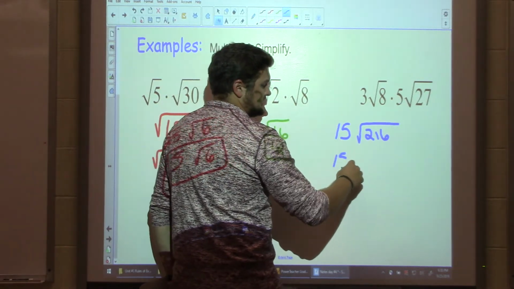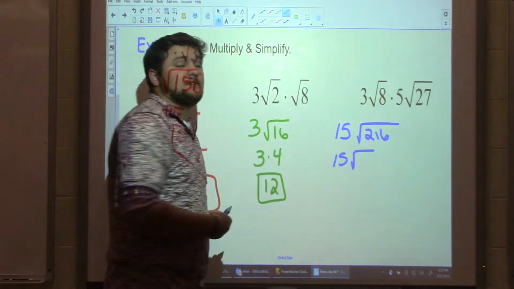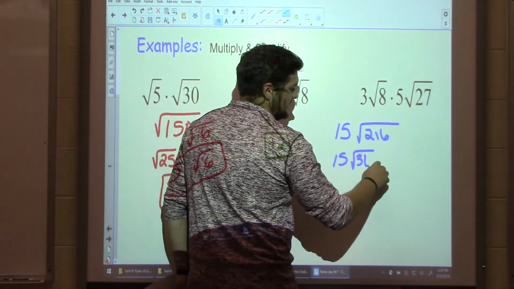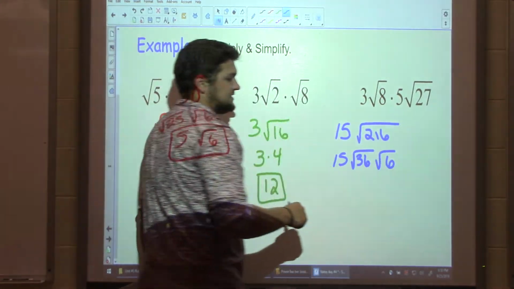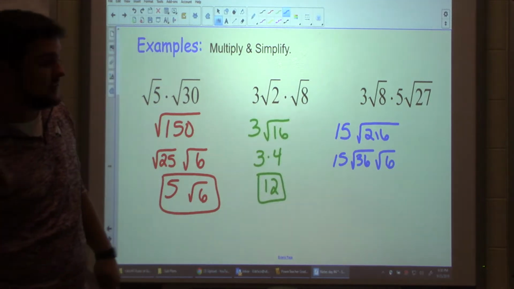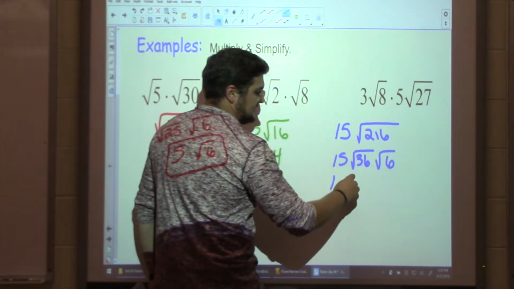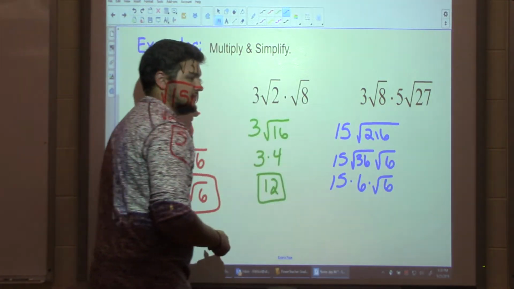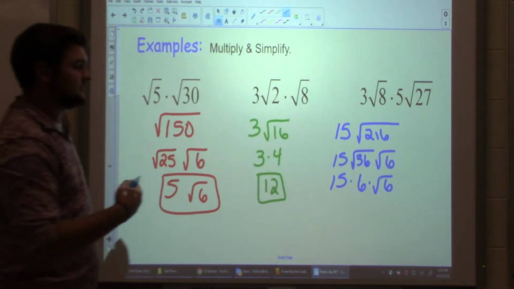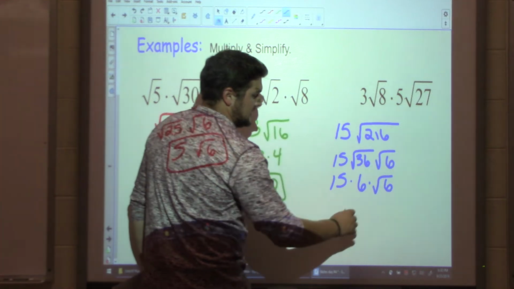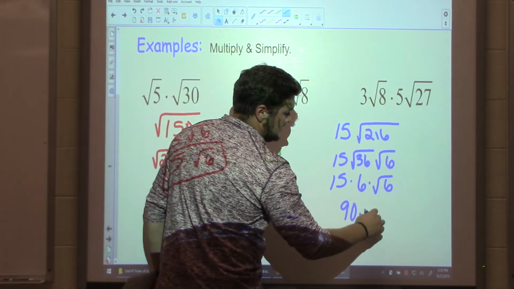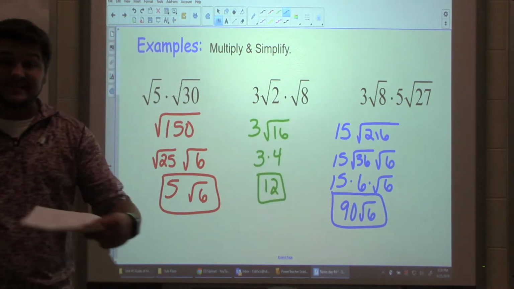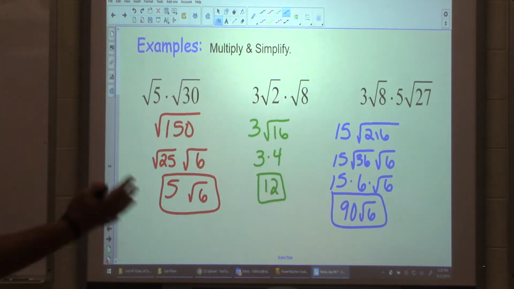So I get 15 times, and I want the biggest perfect square that comes out of 216, which in this case is 36. 36 times 6 will get me to 216, and I can simplify from there. 15 times 6 times the square root of 6, right? The square root of 36 is 6. So then we should get 90 square roots of 6. And that's my final answer. Get it as simplified as possible. Take out as big a perfect square as you can.